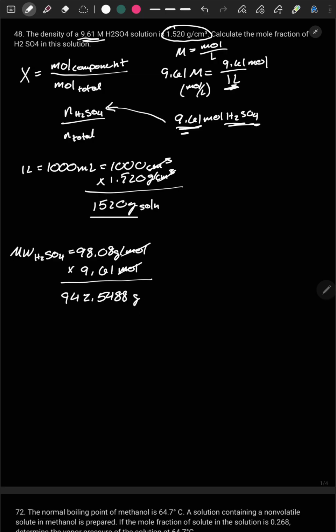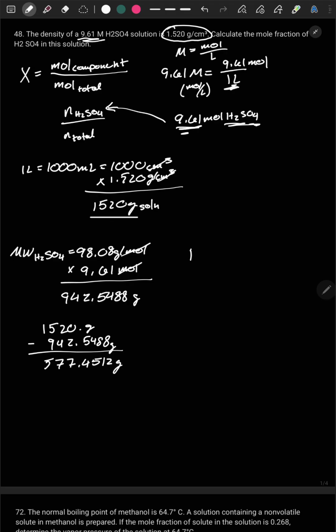So now that we know that, we can take this away from the total. We take away 942.5488 grams, and we will be left with 577.4512 grams. Well, what is this? It's our only leftover component, and that would be water.